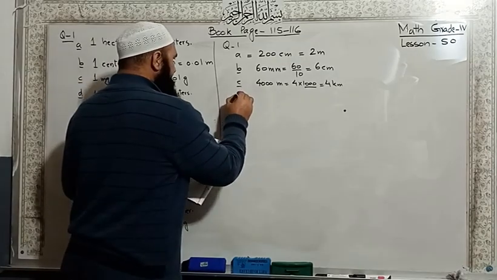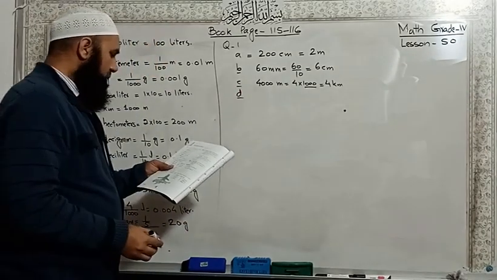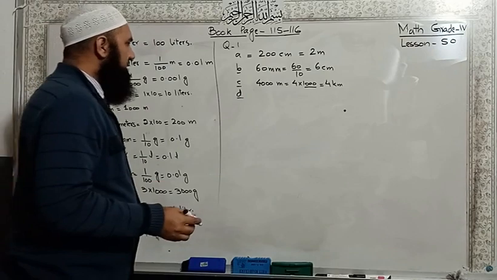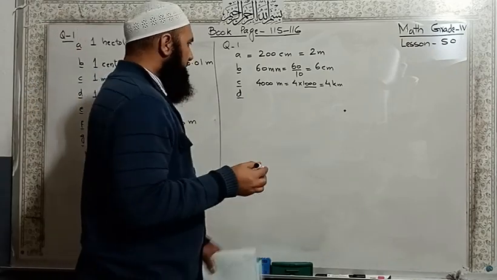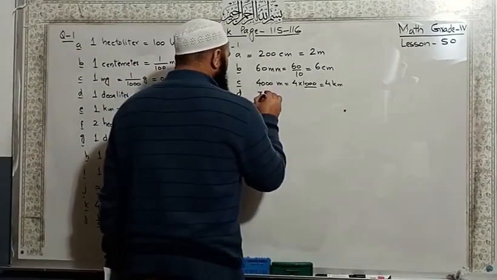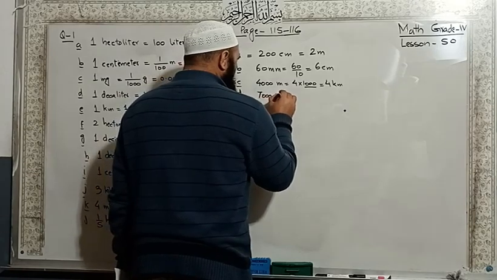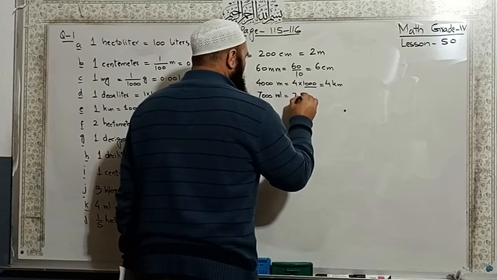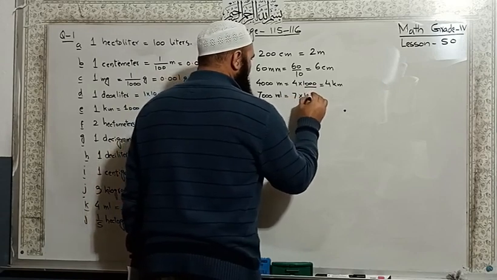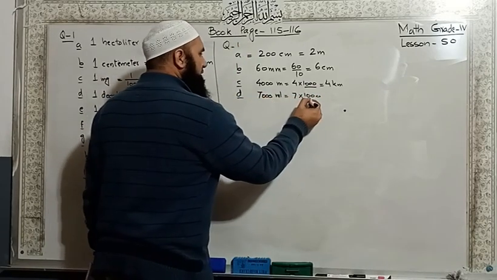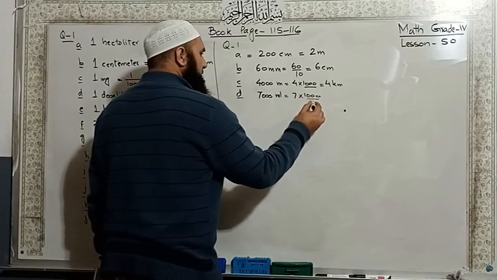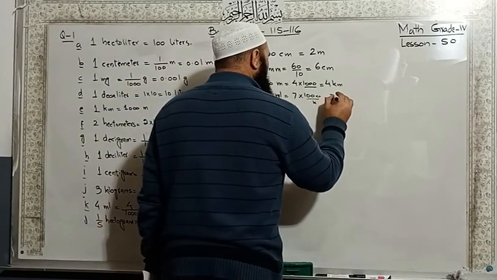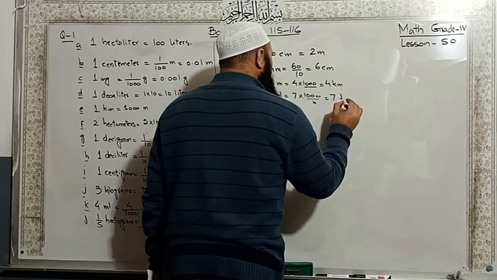Part D. 7,000 milliliters will be equal to how many liters? We divide 7,000 by 1,000, and we know this is kilo. So this will be equal to 7 liters.